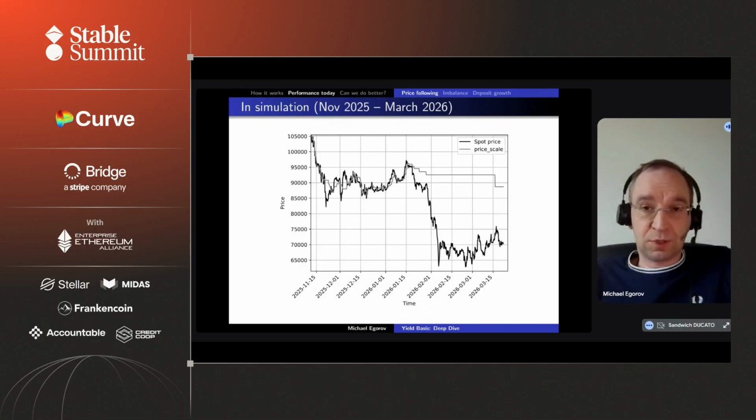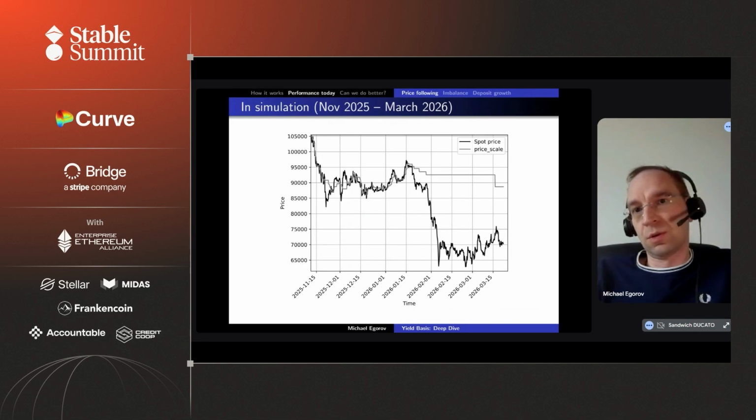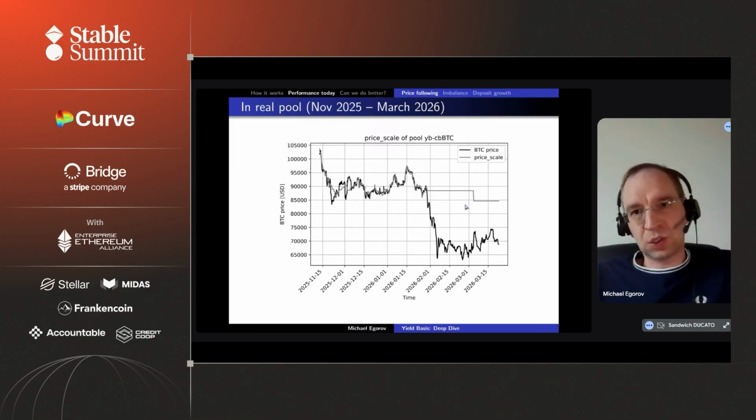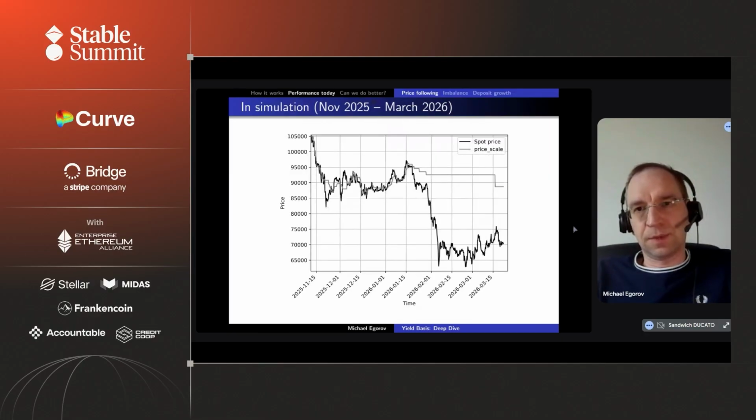And this is why simulations probably earn a little bit less than the actual pool earns, which is good. We want to be on pessimistic assumptions, right? So on a pessimistic assumption, the adjustment of this liquidity concentration is happening slower than in reality, but still we want it faster, right?